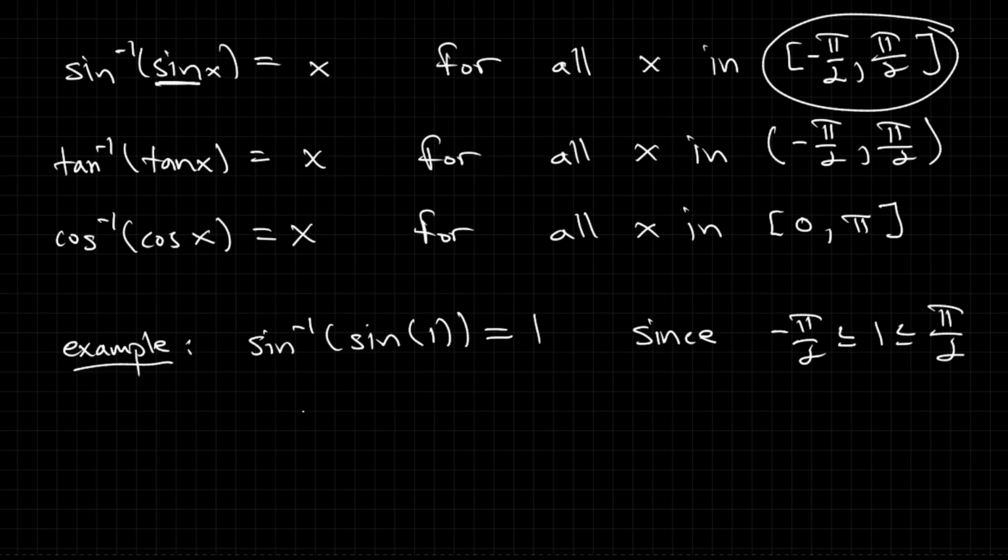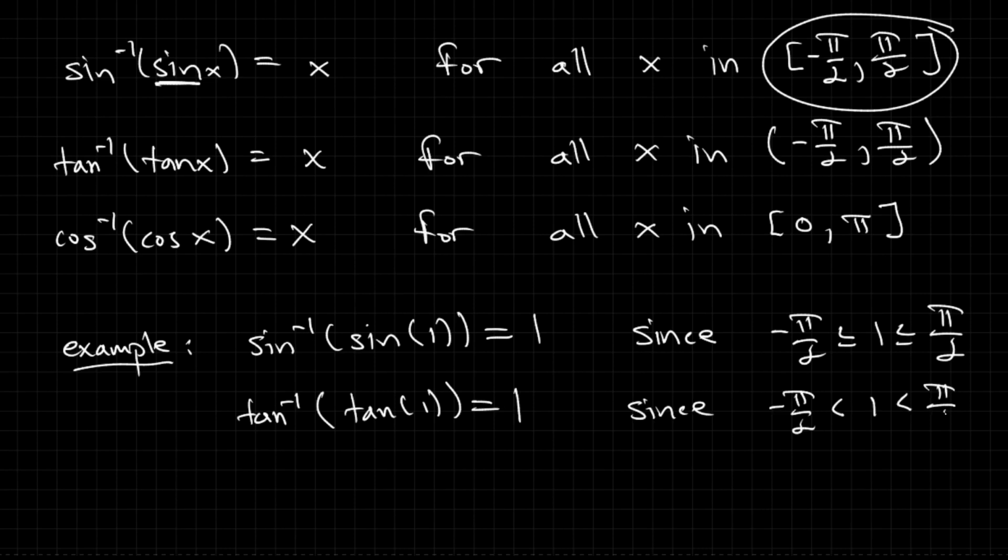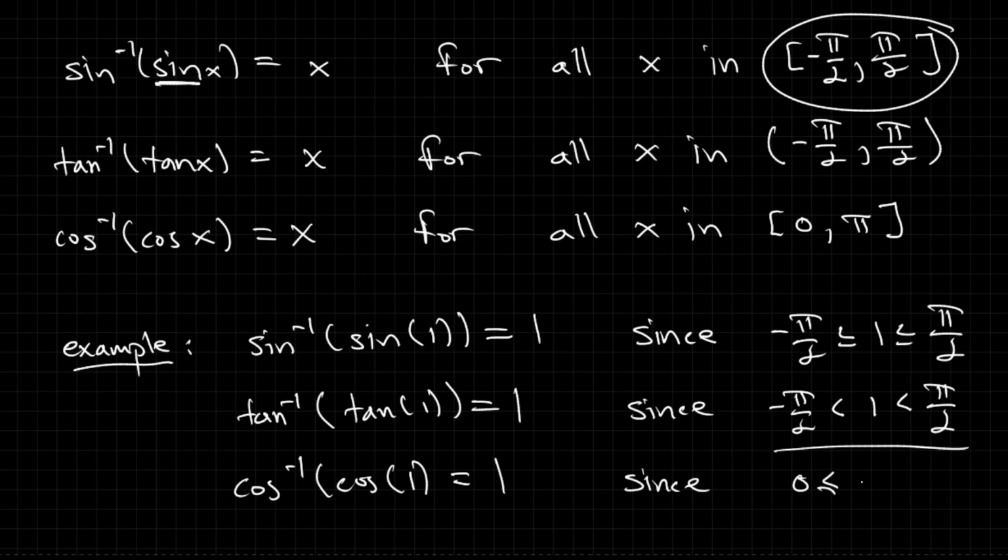And if we replace sine with tangent or cosine, then we would get a true statement as well. Tan inverse of tan of 1, that's going to be 1 since minus pi over 2 is less than 1 is less than pi over 2. Again, this is just saying here that 1 is in the restricted domain of tangent of x. And then finally, cosine inverse of cosine of 1 is equal to 1 for a different reason though, since 1 is bigger than 0 but less than or equal to pi.